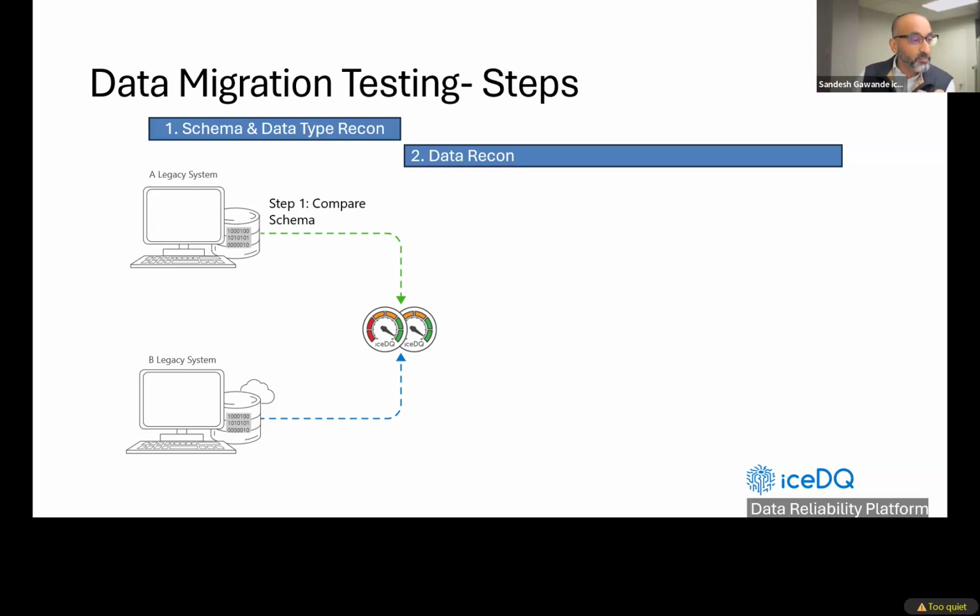The second part is that you need to ensure the data types are equivalent, because say you go from an Oracle database to a Snowflake database, the data types are slightly different. Here it is varchar2, over there it might be string. So you need to make sure they are equivalent, if not the same. That's what I mean by similar. So step number one is schema reconciliation, and I'll show you how we do it in the product.